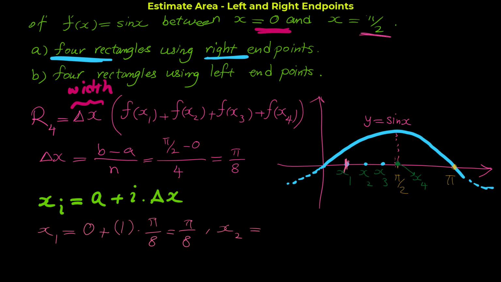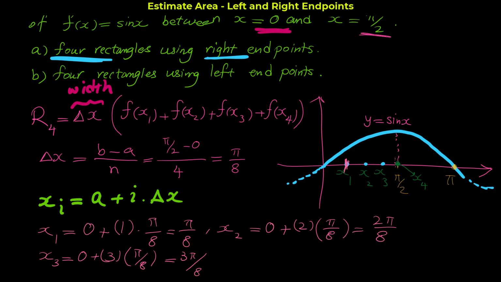x2 would be again a, which is 0, plus 2 times pi over 8, which is 2 pi over 8 or pi over 4. But I prefer to keep it as 2 pi over 8. What is x3? x3 is 0 plus 3 times pi over 8. So it is 3 pi over 8. As you can see in this question, we have a pattern. Pi over 8, 2 pi over 8, 3 pi over 8. So basically x4 is 0 plus 4 times pi over 8, which is 4 pi over 8.